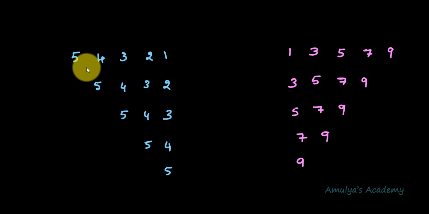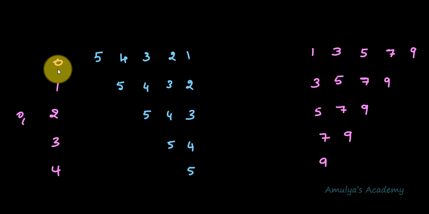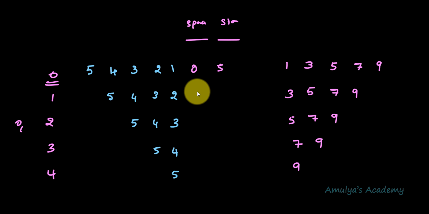So in part 3, I want to print numbers like this: 54321, 5432, 543, 54, 5. Here row value I took as 0, 1, 2, 3 and 4. When row is 0, first I want to print numbers here. 0 space. So let me write down space and star. 0 space 5 star. Sorry, numbers, right? Here numbers. 1 space and 4 numbers. 2 space and 3 number. 3 space and 2 number. 4 space and 1 number.